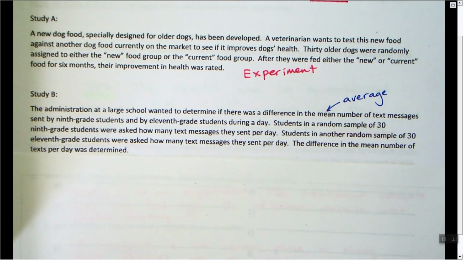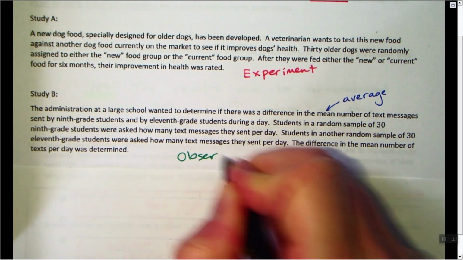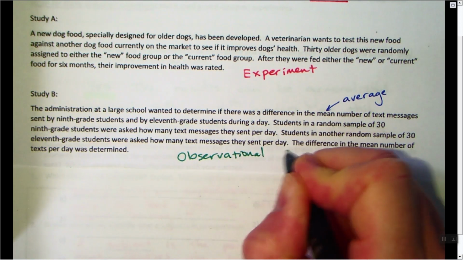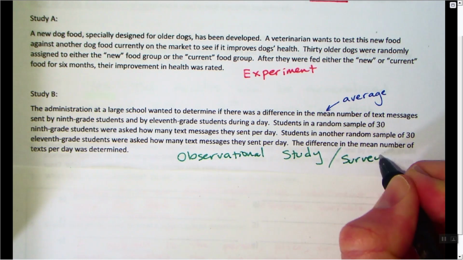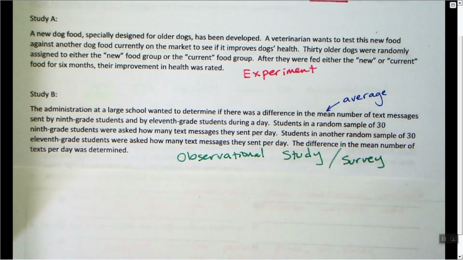So is this an observational study, or is it an experiment? Did something different from normal happen for these students, or did they carry on with their business or life as usual? This is an observational study, because the administration just observed what was happening. They just asked. It's actually more like a survey. They just asked how many text messages and didn't try to influence or impose any kind of treatment.